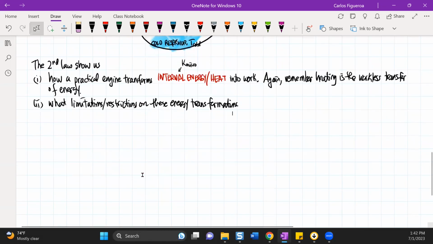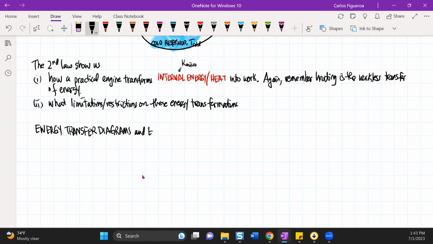And the way we'll talk about the second law here is that we're then going to go into the details of energy transfer diagrams and entropy. So we're going to use pictures to really show you what are the requirements here. And here we go.